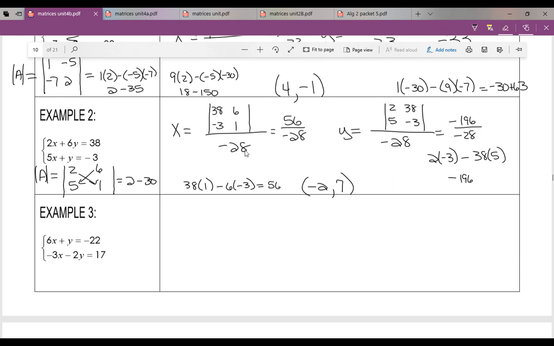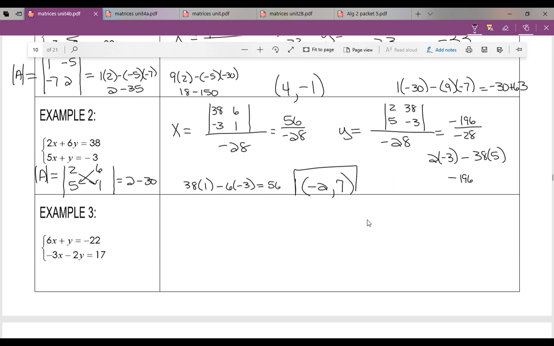Now, if you're not sure if those numbers are right, you can always say 2 times negative 2, which is negative 4, plus 42 should give me 38, and it does. Negative 10 plus 7 does give me negative 3. So when I plugged these two numbers in for x and y into both of the original equations, it balanced.